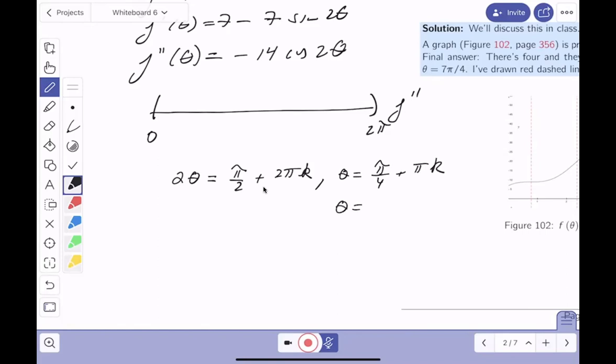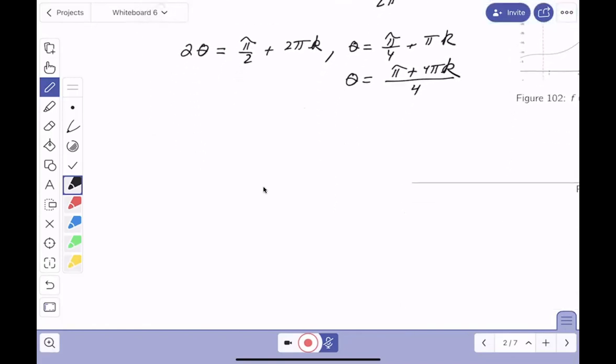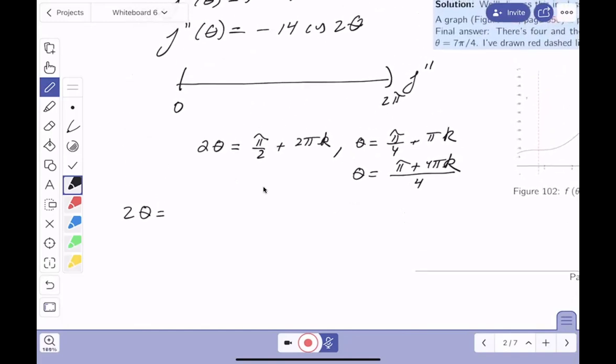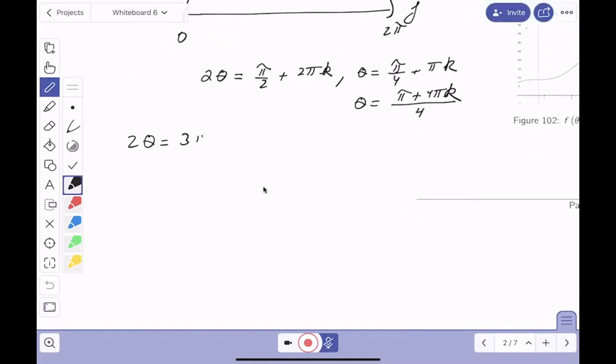What's theta? You can write it a little differently: pi plus 4 pi k over 4. There's a reason for that, by the way. It makes it easier for you to do the arithmetic. For 2 theta, where's the other place the cosine curve takes on a 0? It's at 3 pi over 2 plus 2 pi k. What do you get over here? Theta equals 3 pi over 4 plus pi k, or a little differently, 3 pi plus 4 pi k over 4.